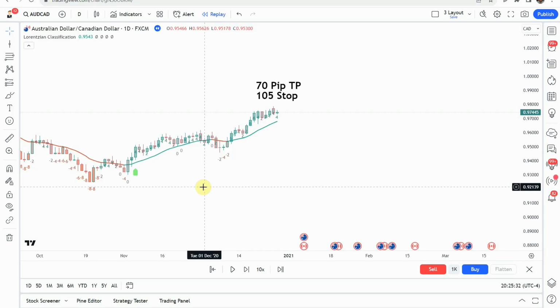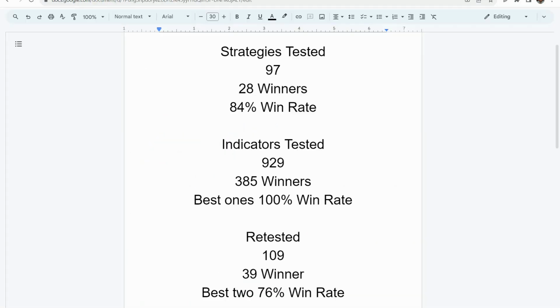Alright, as I said, today we will be testing the machine learning Lorentzian classification indicator. Before we do though, I wanted to put the testing scoreboard up for everyone to see. So to date, we have tested a total of 97 different strategies, with 28 of them being winners. The best one so far was able to achieve an 84% win rate. We've also tested a total of 929 indicators, with 385 of them being winners. The best one so far was able to achieve a 100% win rate.